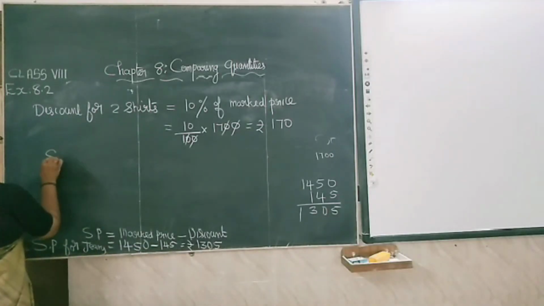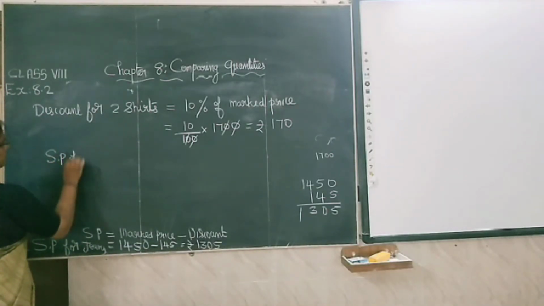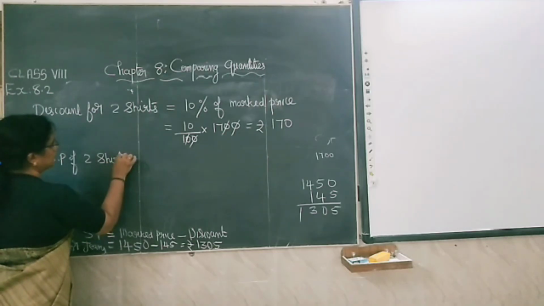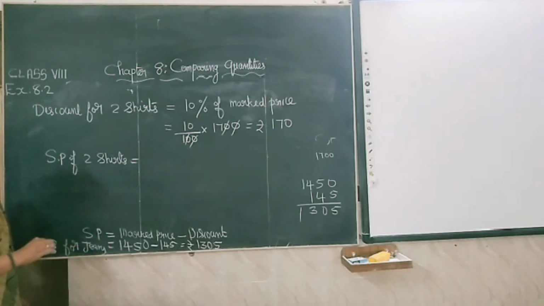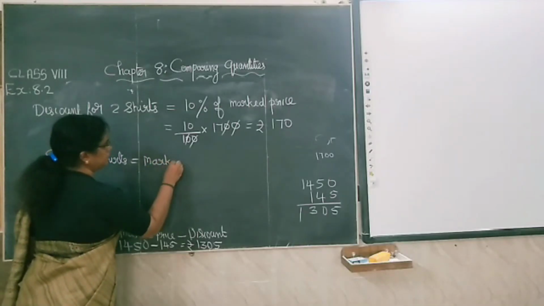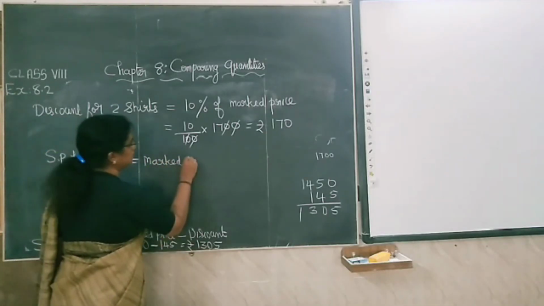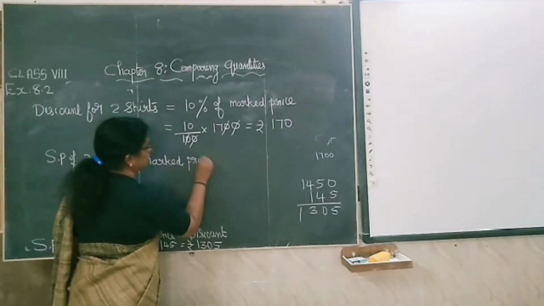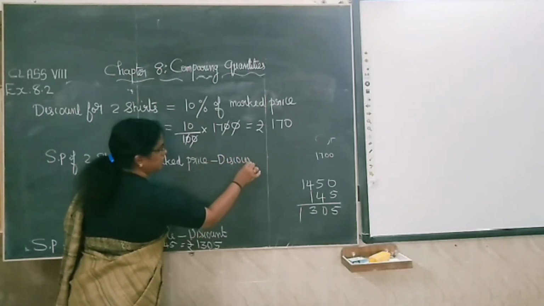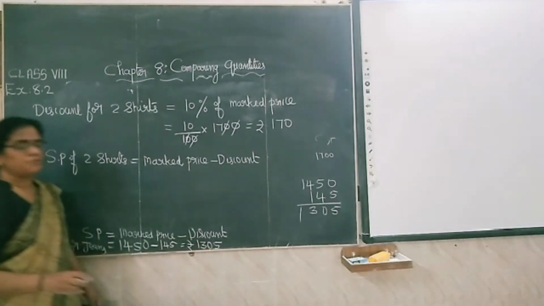Now selling price, SP of two shirts. SP of two shirts, that's equal to mark price minus discount. Mark price minus discount. And here discount is rupees 170.